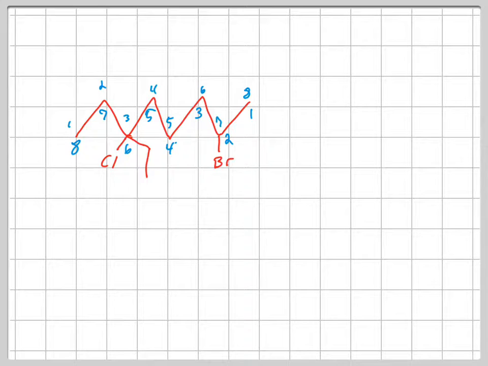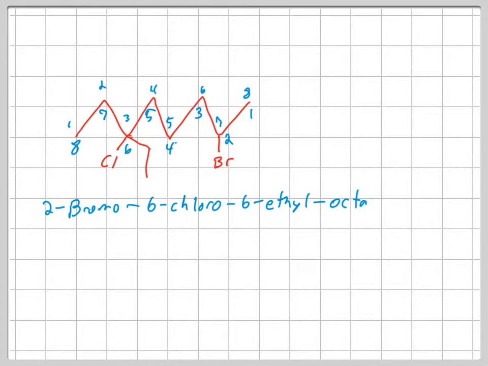Now let's start naming our substituents. We're going to name them alphabetically. Bromo comes first, and then chloro, and then ethyl. So here we would say this would be 2 bromo, and I did not mean to capitalize that, but that's just habit. 6 chloro, 6 ethyl, octane. So the name is a mouthful there, that's for sure.